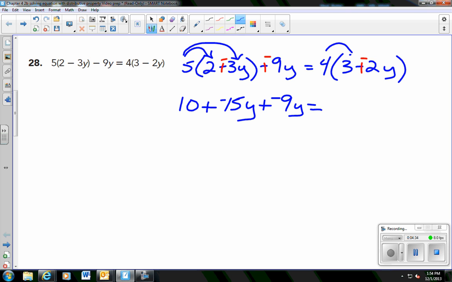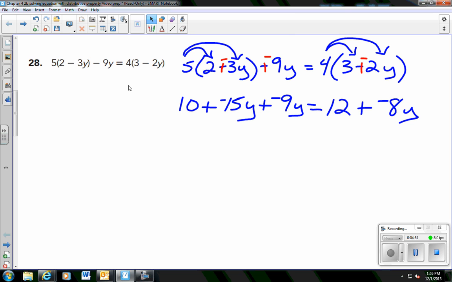Then we distribute out the 4 times the 3 and the 4 times the negative 2y. 4 times 3 is 12, plus 4 times negative 2 is negative 8y. So 4 times the negative 2y is negative 8y. First thing we want to do is combine like terms. So we know on the left side here we have negative 15y and negative 9y, and those are like terms, so we can add them together.